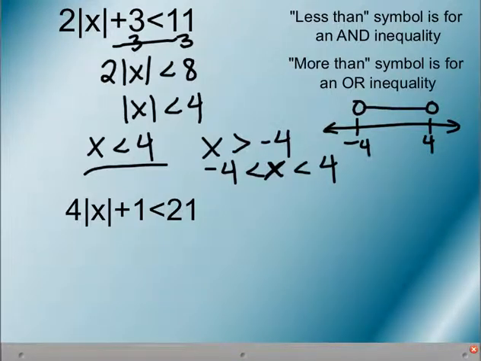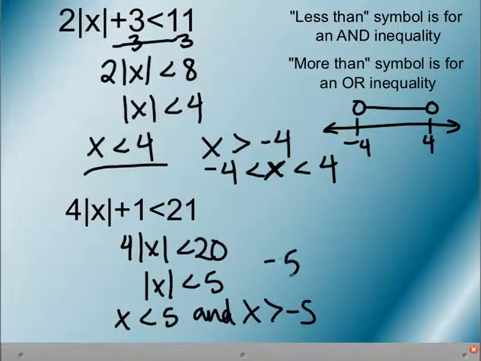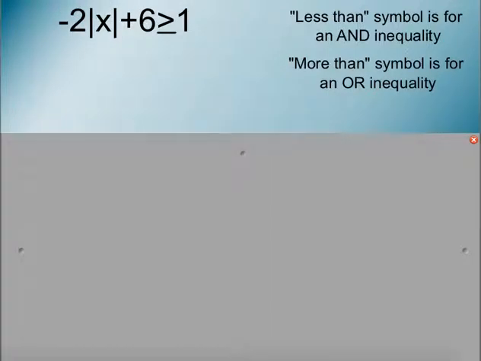Now on the next one, very similar, we subtract 1 and get 4 times the absolute value of x is less than 20. Divide by 4 and get absolute value of x is less than 5, which means x is less than 5 and x is greater than negative 5, which means I get negative 5 is less than x, which is less than 5. Very similar to here, okay, but instead of negative 4 and 4, we have negative 5 and 5. Let's just do a few more examples of this. Pretty straightforward though.